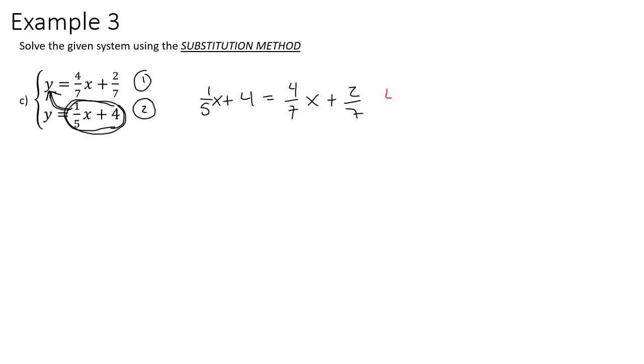So I notice that the LCD of 5 and 7 is 35. So I want to multiply every term by 35, or I want to put a 35 in every numerator. So it would look like this. 4 times 35 is 140.